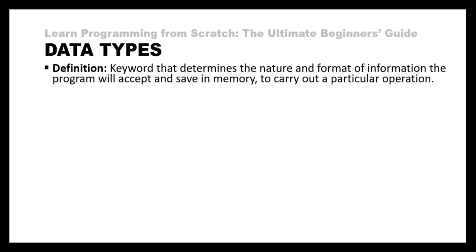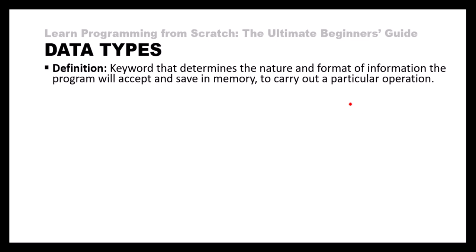In this video, I'm going to start talking about data types in computer programming. So, what is a data type? A data type is simply a keyword that determines the nature and format of information the program will accept and save in memory to carry out a particular operation. So, what does this actually mean in practice?